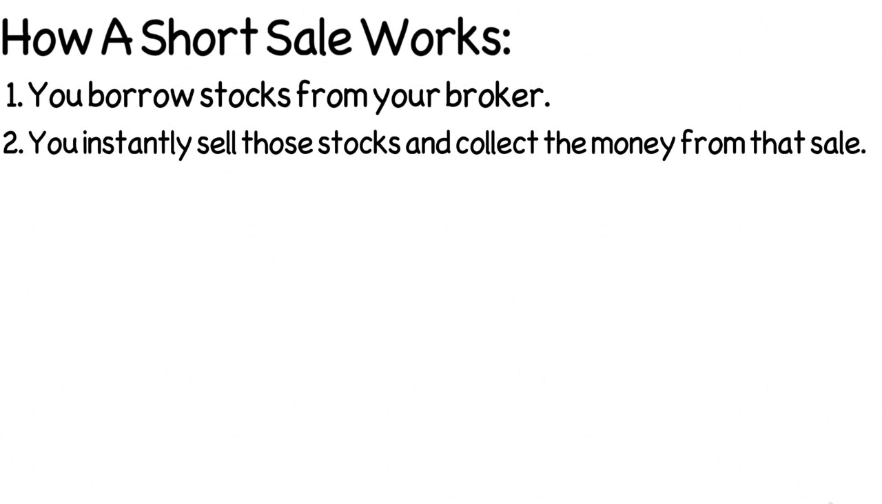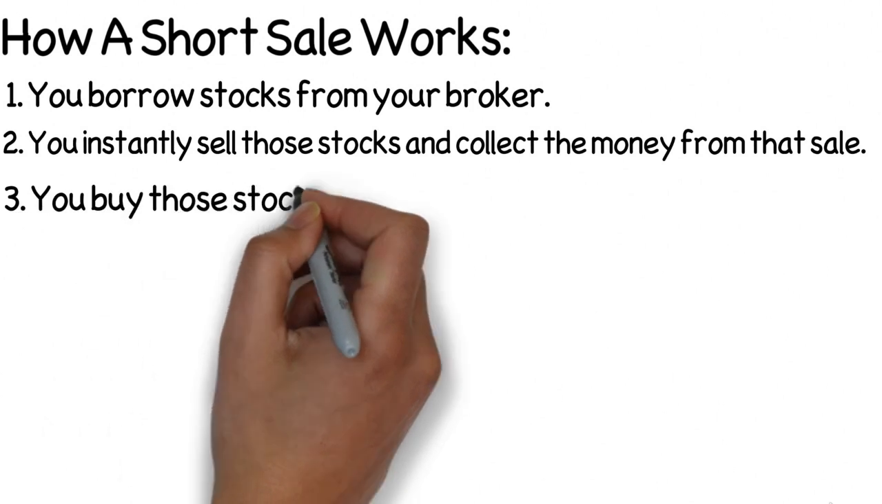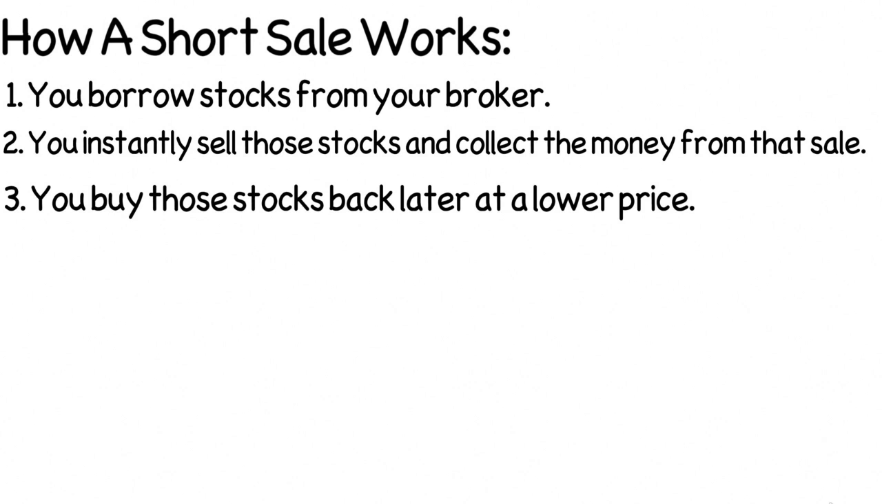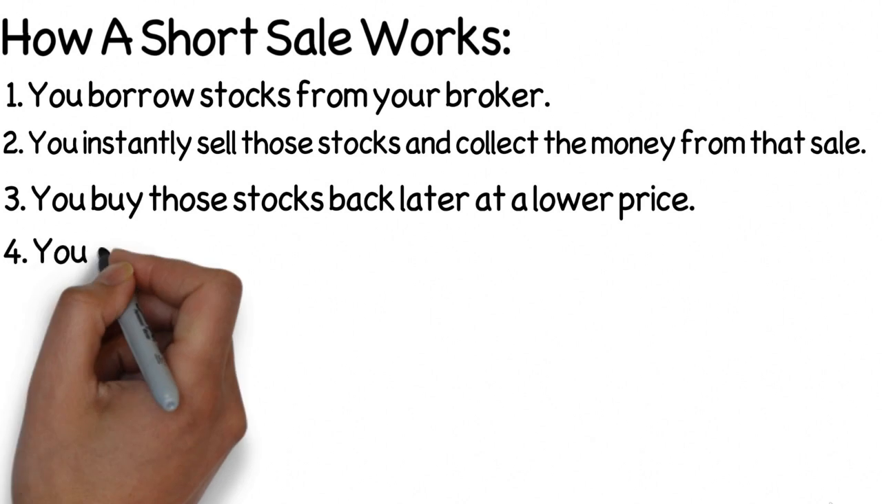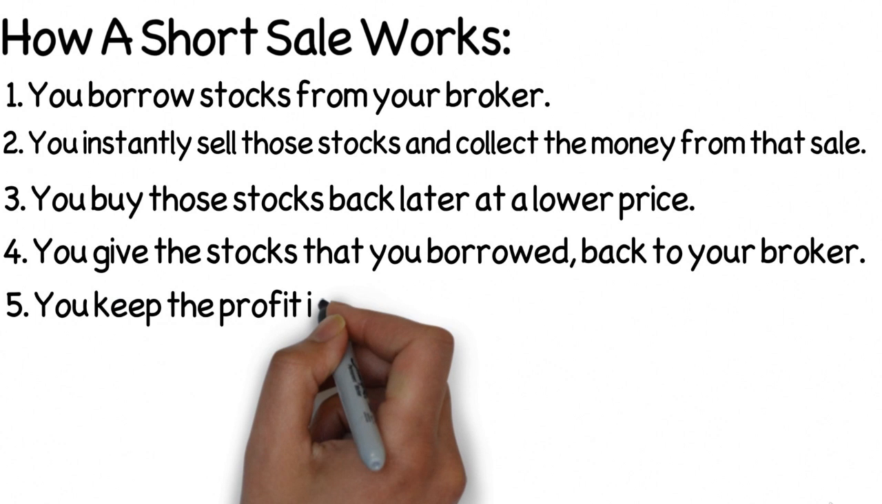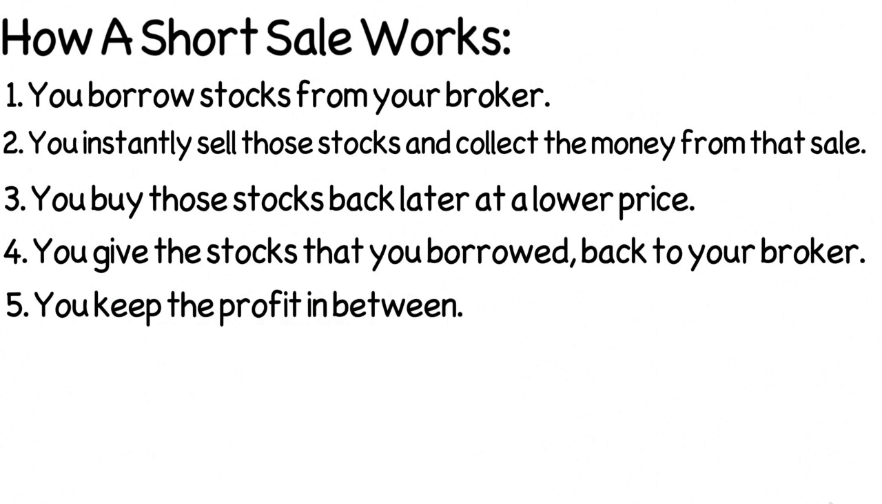So with that money that you got, you reach the third step. You buy those stocks back later at a lower price. So now that you bought them back at a lower price, you can then give them back to your broker so that y'all can get even and y'all can square up. Now, the second that you buy them back at a lower price, that means that you profited in between that margin right there. Because if it's a lower price, it's going to cost you less than what you got when you first sold them. And I know it's kind of confusing at first.